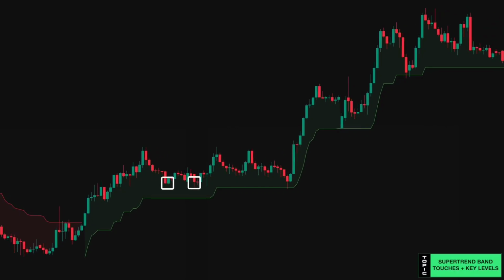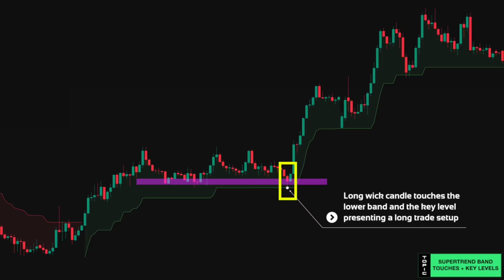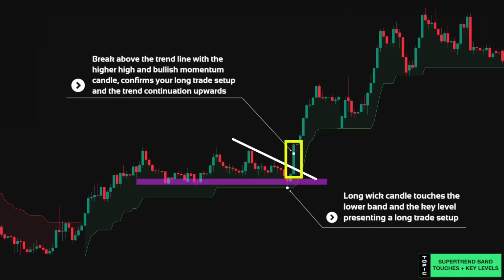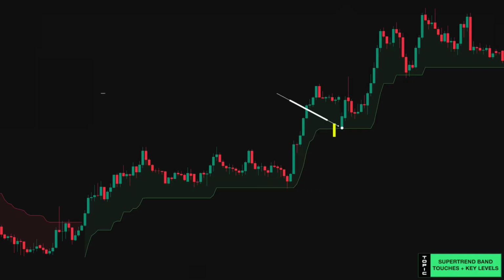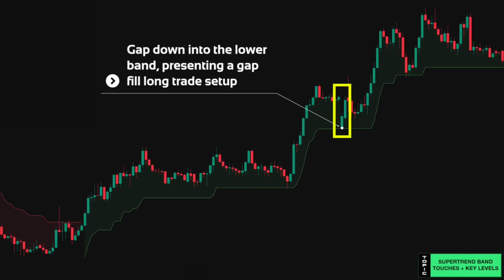These reversal points give you a key level. Long wick candle touches the lower band and the key level, presenting a long trade setup. Trend line placed like this, and once it broke above with the higher high and bullish momentum candle, your trend continuation upwards is confirmed. You had a gap down occur into the lower band, which presented a gap fill long trade setup. Let's show this again.